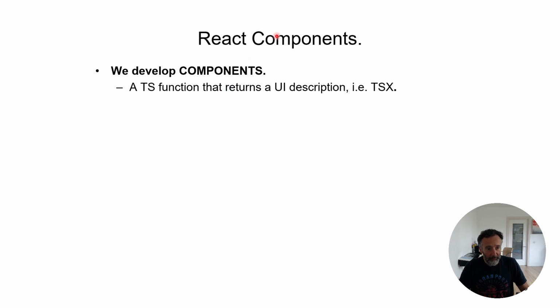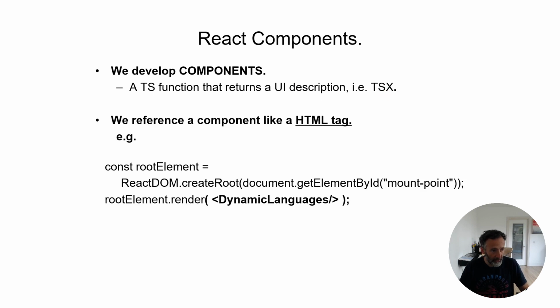We develop components in React. That's what we're going to be doing, right? And a component is a TypeScript function that returns a user interface description. For example, what I'm talking about here is TSX, TypeScript extension element, which will be converted to JSX, right? So we can reference a component like an HTML tag, right? And I think that's more intuitive, particularly if you're coming from a web dev environment.